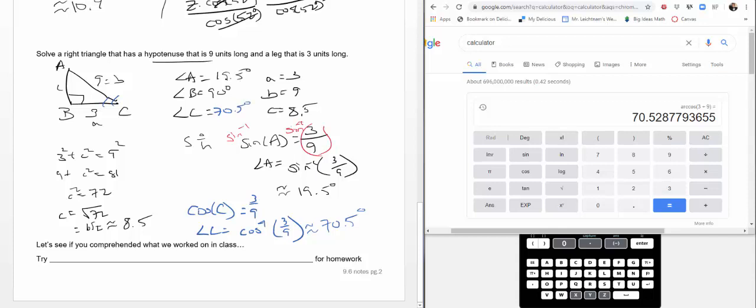And what do you know? If I add 19.5, 90, and 70.5 together, we get 180, which is really nice. That's what it's supposed to be. So, in summary, here are the missing parts of this triangle. This is the triangle completely solved.